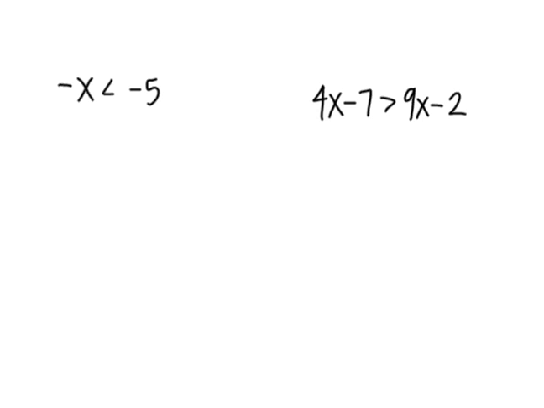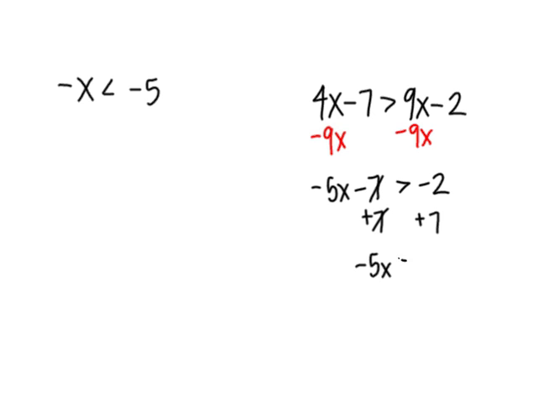So since I just mentioned getting x on the left, let's work the second problem. 4x minus 7 is greater than 9x minus 2. I want the x on the left. Even though 9's a bigger number, even though we're accustomed to move the smaller number, move the 9. So I'm going to subtract 9 from both sides, and I get negative 5x minus 7 is greater than negative 2. I'm going to move the 7 over, so I'm going to add 7 to both sides. Negative 5x is greater than 5.